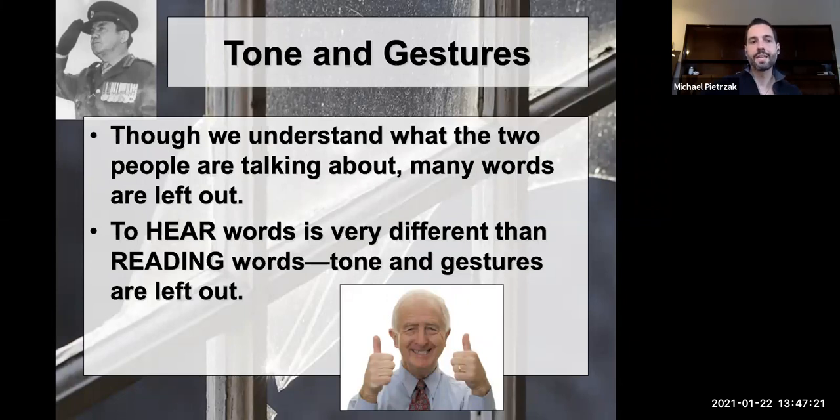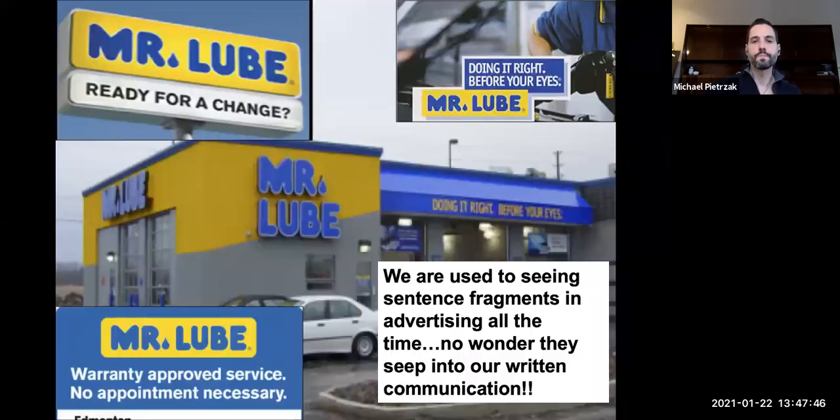People are not going to understand you if you speak in sentence fragments all the time, especially if you write that way. Because when we write, we lose the tone. We lose tone of voice. We lose gestures. You just have the words on the page or the email. So to hear something is very different from reading it. We lose those tones and gestures that help us comprehend sentence fragments. So in order to make up for that loss of tone and gesture, we just use complete proper sentences.